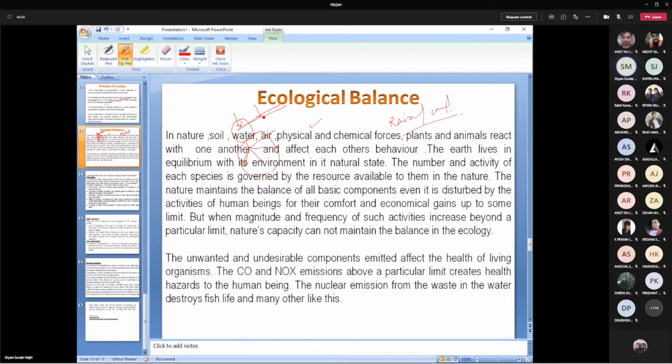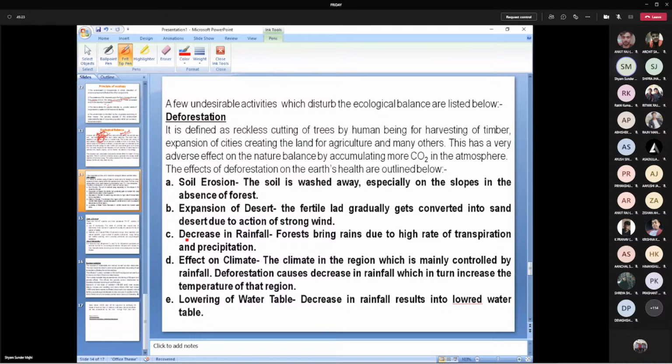If rainfall is minimum, then maybe the temperature will increase in this case. So by default, all will be affected. So that is not called a balance of the ecology. If there is more rain, in that case also it damages all the plants, vegetables or fruits, which is also not balanced. So therefore, look here, there are these factors: deforestation, soil erosion, expanses of desert, decreases in rainfall, effect on climate, and lowering of water table.